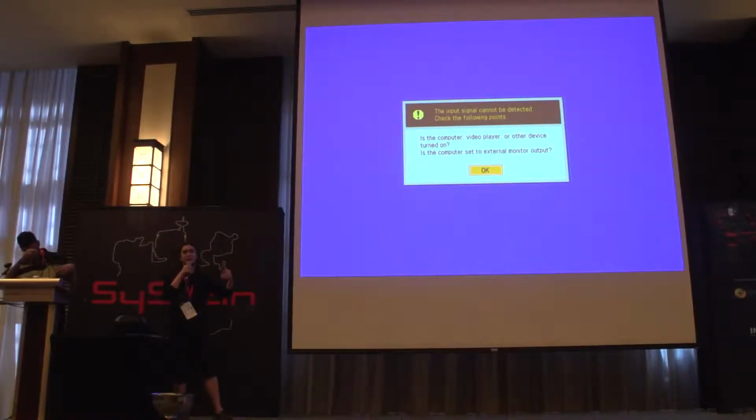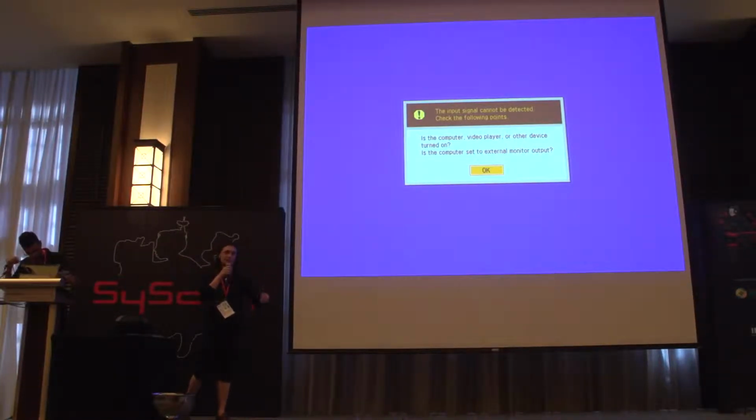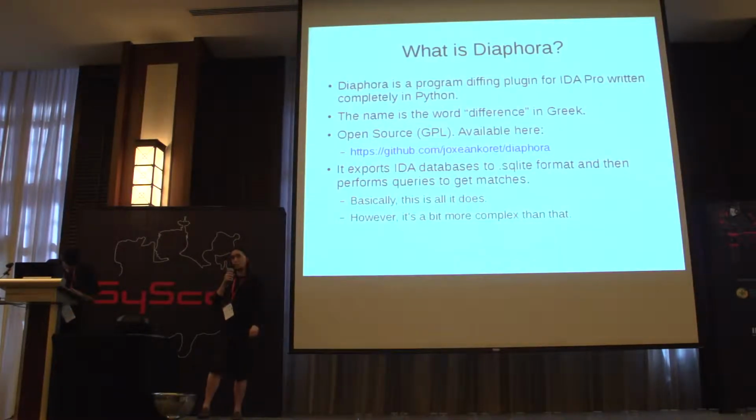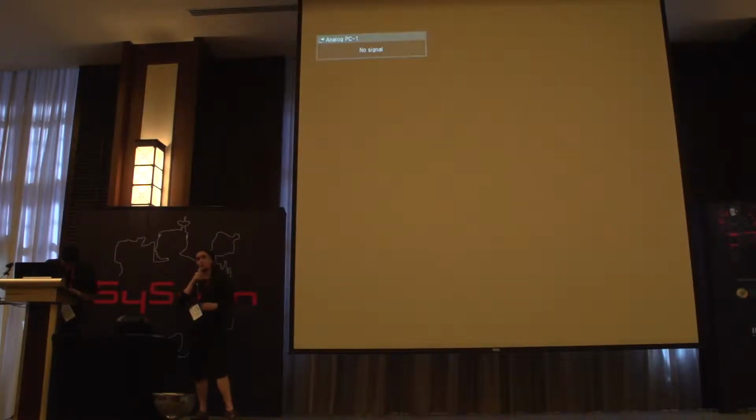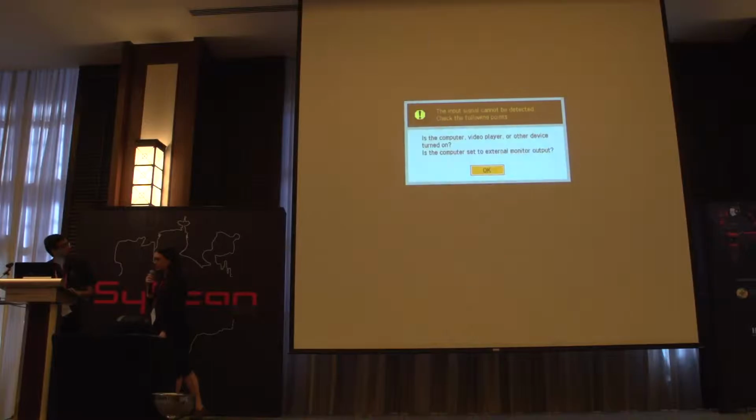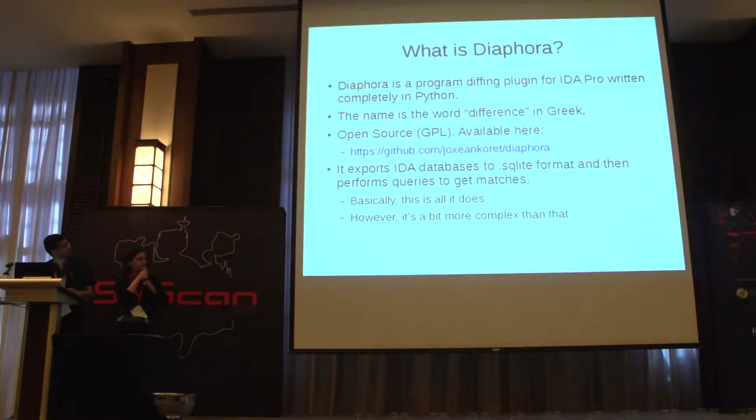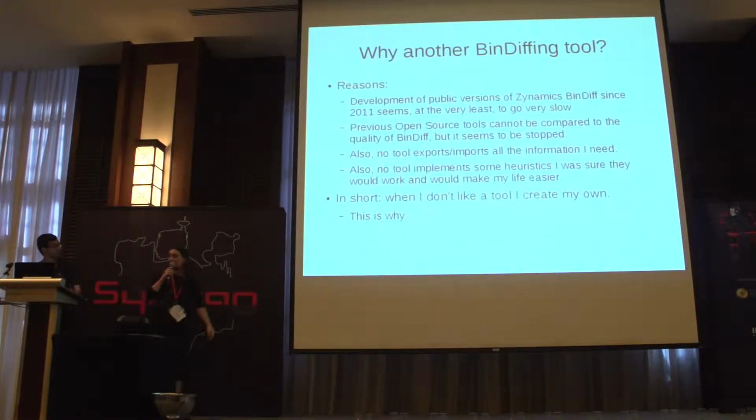So everything from each function in the IDA database that you have, like the function name, the comments that you might have, basic blocks, instructions related to the basic blocks, cross references, function flags, anything, is all exported to the SQLite database format. Then, when you have two databases exported, you can compare them, get results, and import everything from both databases. So why did I write that?